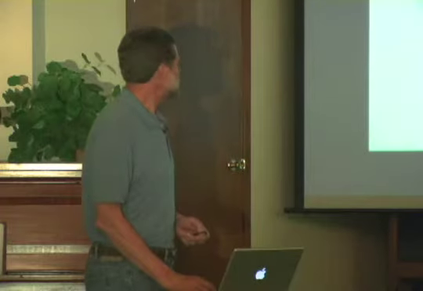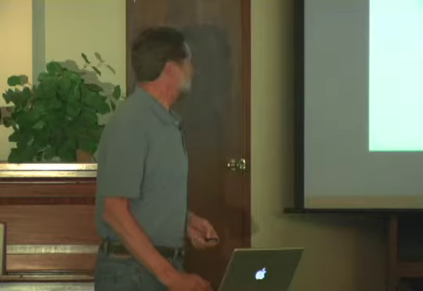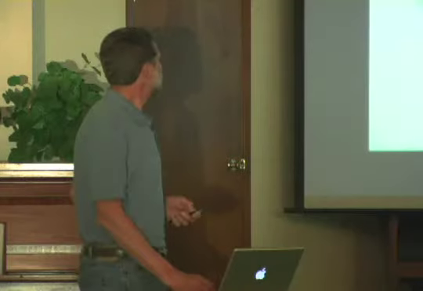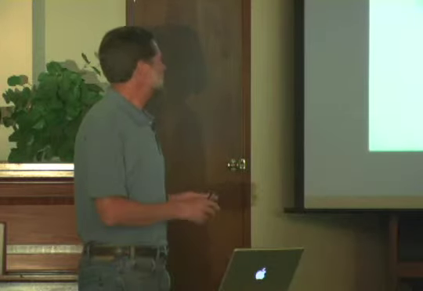Seed spacing. Now you can plant things in a traditional row. You can have a compact spacing, or you can do intensive spacing. These are three options, and we'll show the difference between each one of them. Your traditional spacing would look like this. This is like what the seed packages call for. This is what commercial agriculture does.